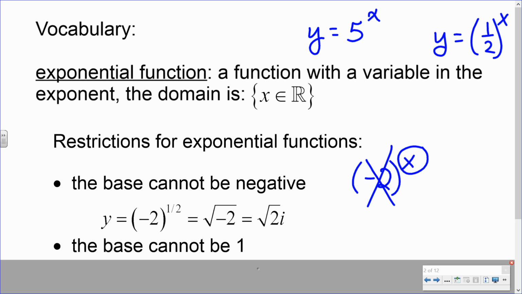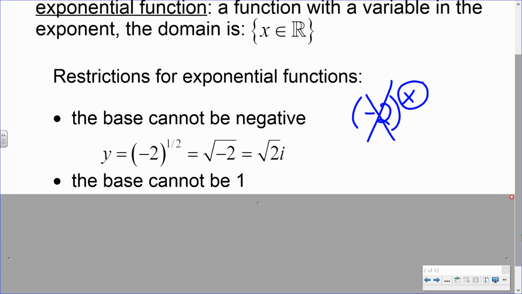So that's why I cannot have any negative numbers for the bases. I also cannot have the base be equal to 1. And the reason for that is it's too boring. If I did y equals 1 to the x, no matter what x is, I'd have y equals 1. So I'd really have the horizontal line y equals 1. It would not fit the pattern that you were just describing to me of shooting up real high if it is growth, or starting high and then decreasing if it's decay. So 1 does not work.